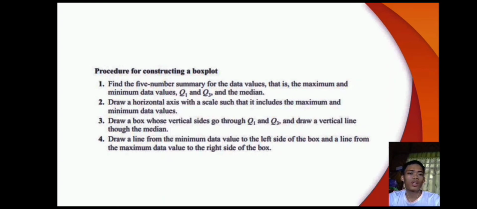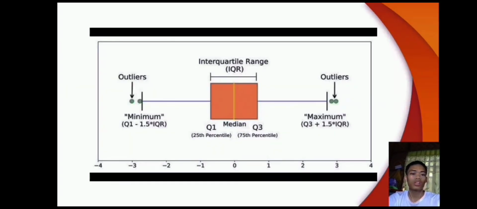Procedure for constructing a box plot. Find the 5-number summary for the data values, that is the maximum and minimum data values, first quartile and third quartile, and the median. Draw a horizontal axis with a scale such that it includes the maximum and minimum data values. Draw a box, with vertical sides going through the first quartile and third quartile, and draw a vertical line through the median. Draw a line from the minimum data value to the left side of the box and a line from the maximum data value to the right side of the box. So this is what we call the box plot.